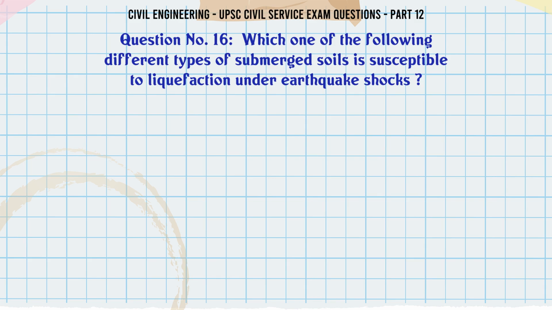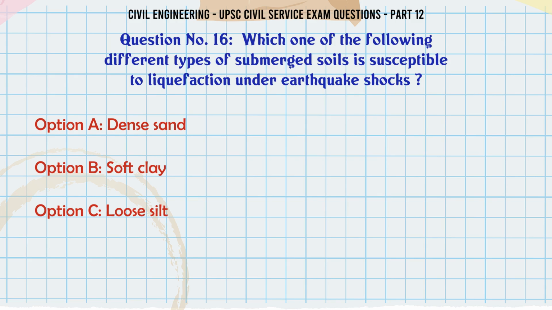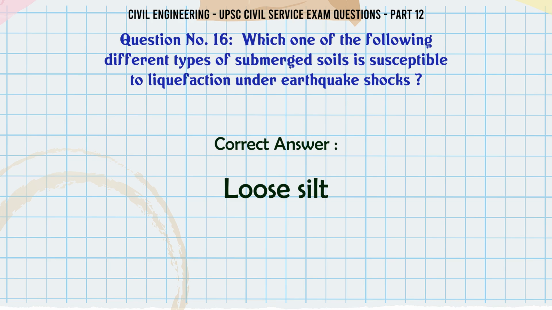Which one of the following different types of submerged soils is susceptible to liquefaction under earthquake shocks? A. Dense sand, B. Soft clay, C. Loose silt, D. Fissured clay. The correct answer is loose silt.